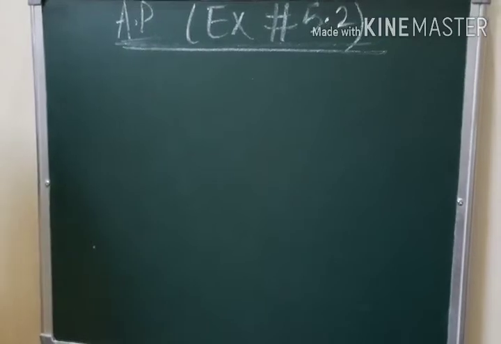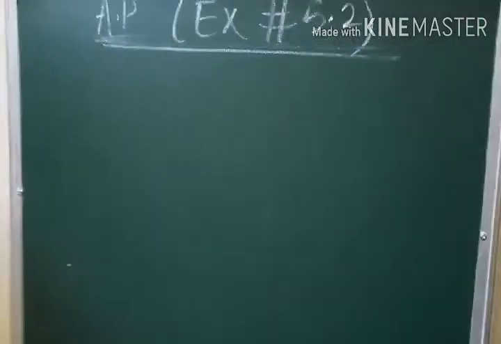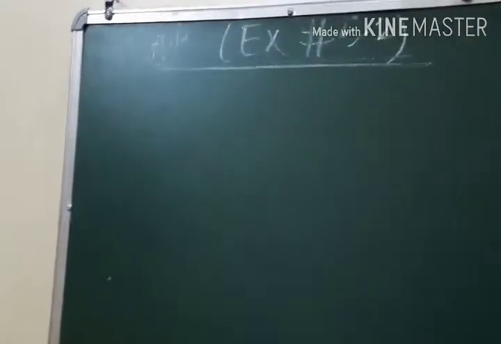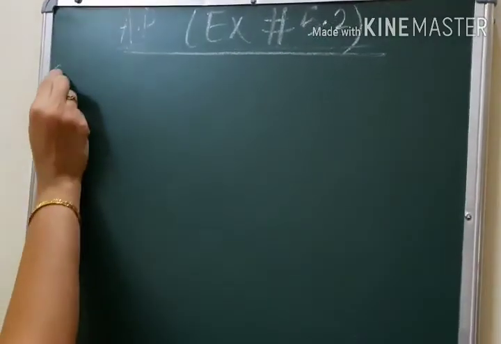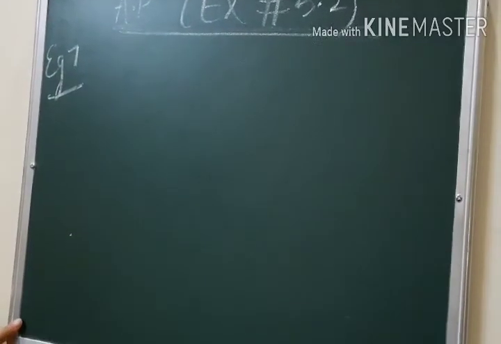Morning students. Yesterday we completed examples till 6. Now today we are starting with example number 7. Example number 7 is how many 2-digit numbers are divisible by 3?